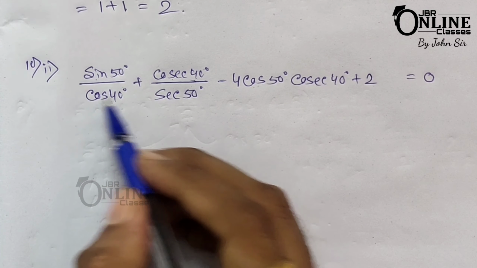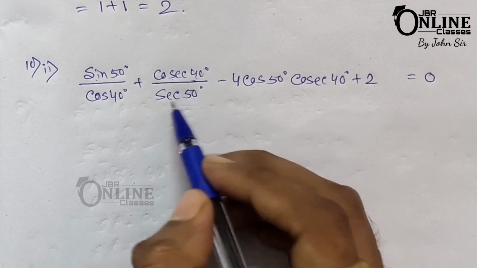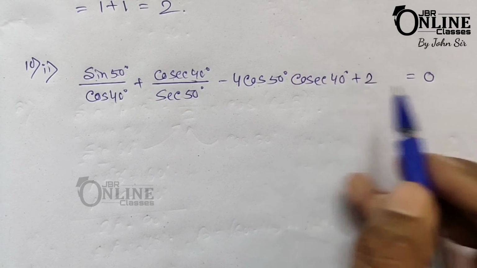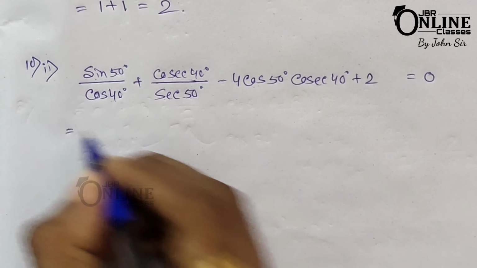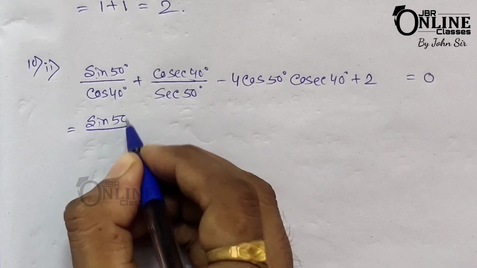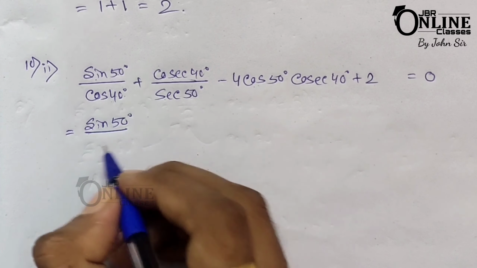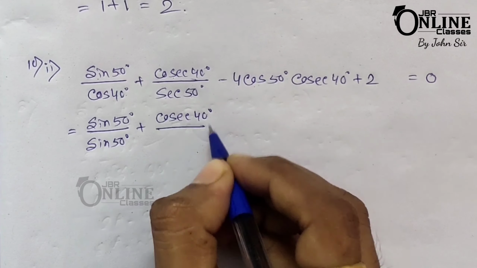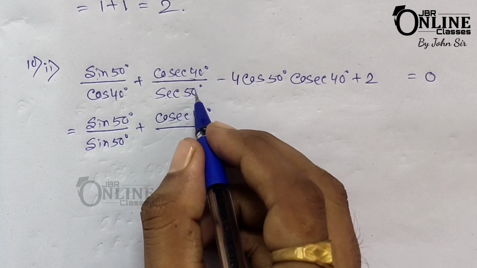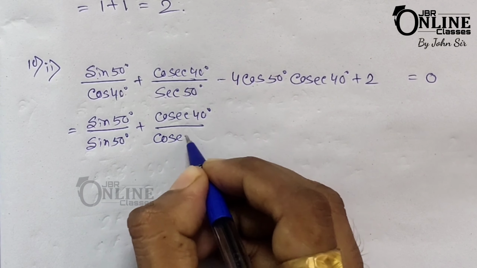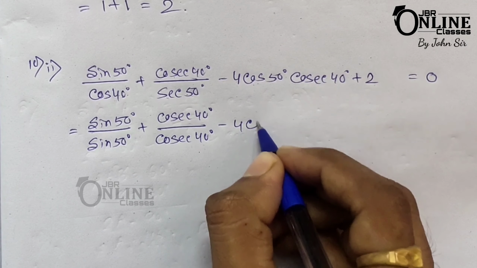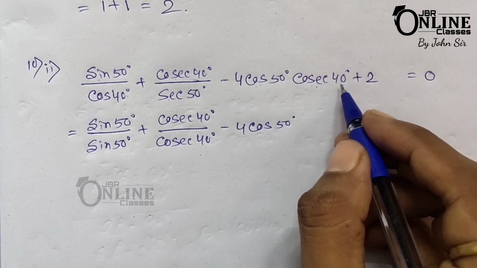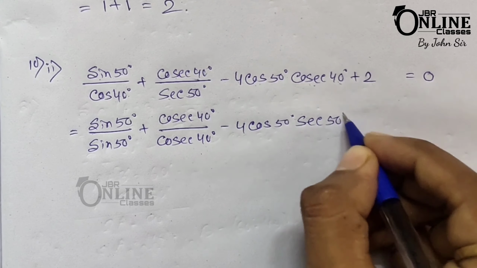Sin 50 by cos 40 plus cosec 40 by sec 50 minus 4 cos 50 cosec 40 plus 2, and that equals 0. You have to prove. So sin 50, now cos 40 means cos 90 minus 50, and that becomes also sin 50. Next here cosec 40, sec 50 means sec 90 minus 40, and that becomes cosec 40. Next 4 cos 50. Now here cosec 50 means cosec 90 minus 50, and that equals sec 50, plus 2.